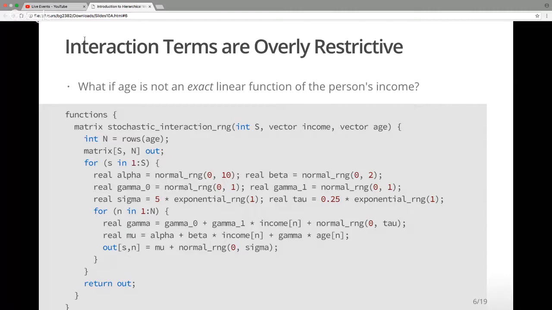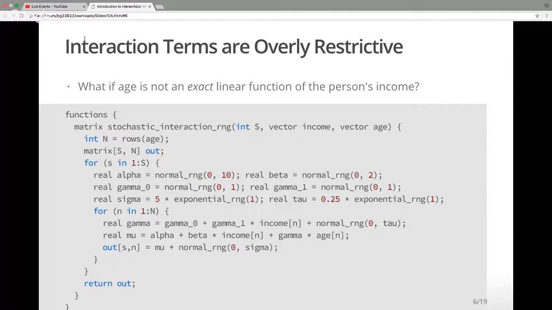Could you write normal RNG of income comma tau in the gamma statement? And are you saying the amount of noise is based on the income, so you can have tau be a function of their income? Yeah. Because here you're just making everyone's gamma noisy, and the amount of noise isn't necessarily related to how much income they have. But it could be the case that richer people are more consistent than poorer people in the way in which their coefficient on age is generated.